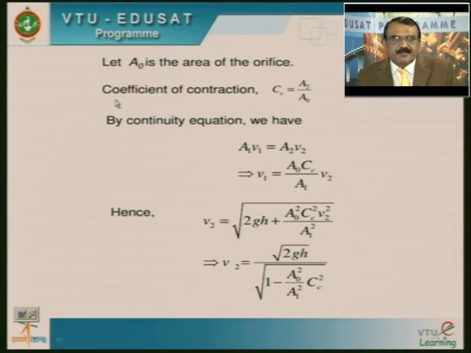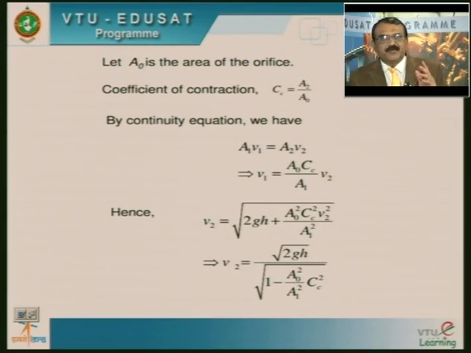Then in the next step, we define what is called the coefficient of contraction. What is this coefficient of contraction? It is another coefficient, also called a hydraulic coefficient. In the last class, if you recall, I said there are three hydraulic coefficients: coefficient of discharge, coefficient of contraction, and coefficient of velocity. We already defined the coefficient of discharge, which is defined as actual discharge divided by theoretical discharge.